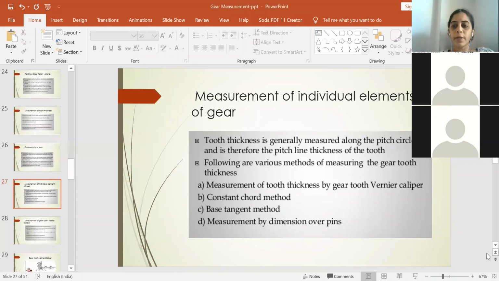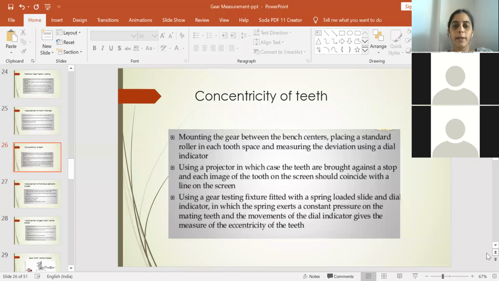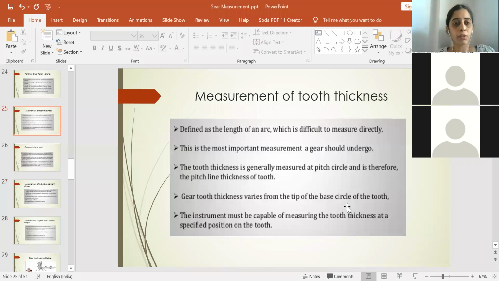So we were dealing with respect to the tooth thickness, right? The methodologies we follow now will help in order to measure the tooth thickness. The instrument we use should be capable of measuring the tooth thickness at a specified position on the tooth. The thickness of the tooth varies with respect to the position you are clamping, right? So the instrument should be able to read exactly the variations and the position in which it has been clamped, so that we get the required tooth thickness very precisely and accurately also.